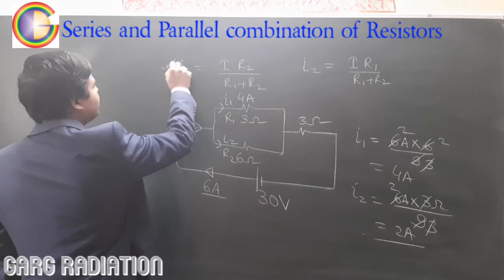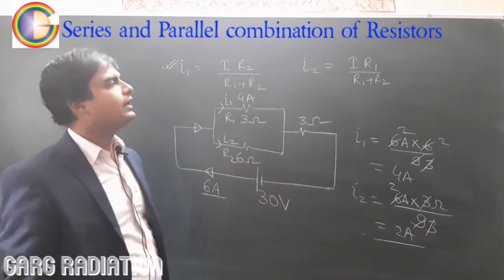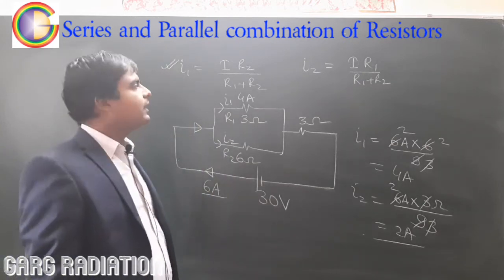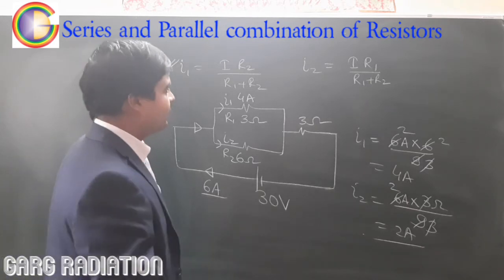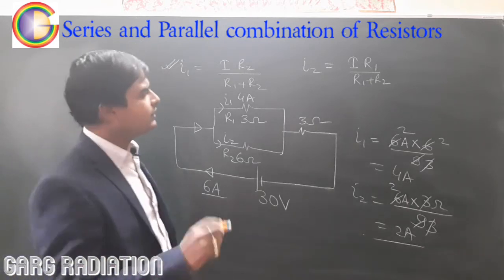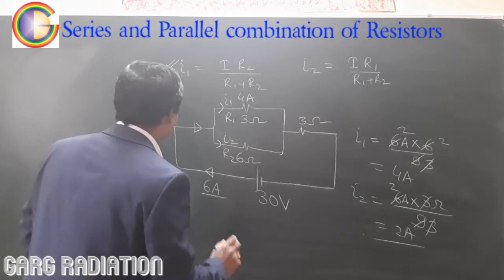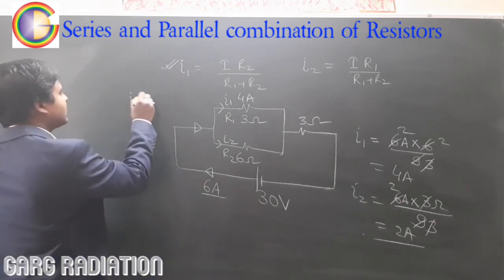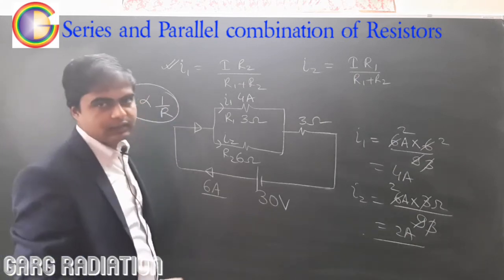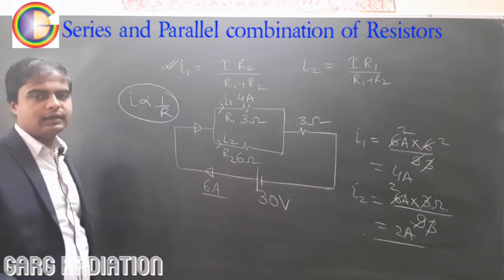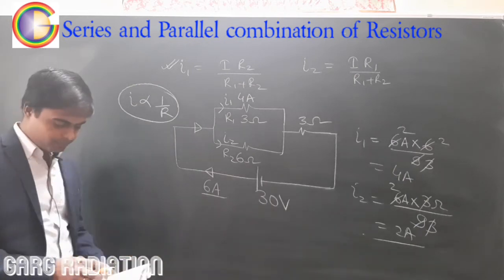But remember, there is a limitation of this formula, and that is we can use this formula only if we have 2 resistances to distribute current. If we have 3 resistances in parallel, then the formula cannot be used. Then the concept which we will be using is current is proportional to 1 by R. How we do that and how we solve numericals based on that, we will see now.